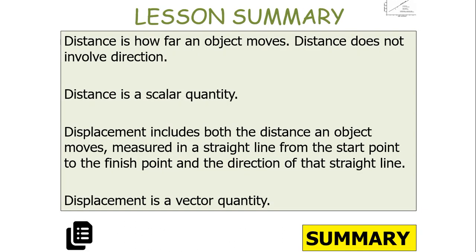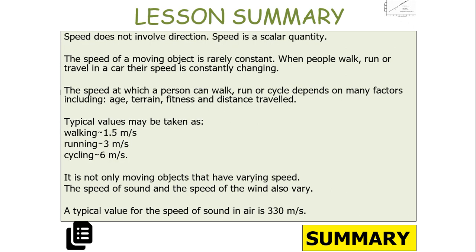So, just to clarify what we've learnt in this particular lesson, distance is how far an object moves, but it doesn't involve a direction, so it's a scalar quantity. Now, displacement includes both the distance an object moves and the direction of that straight line travel, so therefore displacement is a vector quantity. Now, speed is a scalar because it doesn't involve direction, but speeds of objects rarely stay constant.